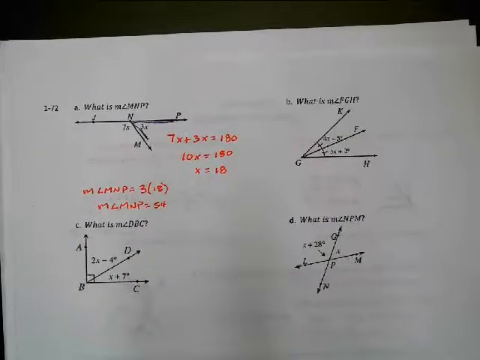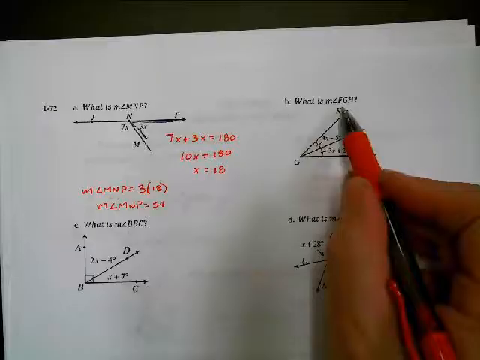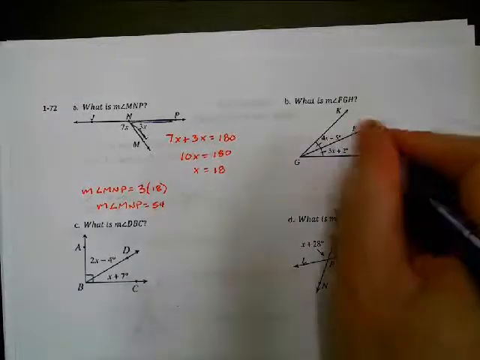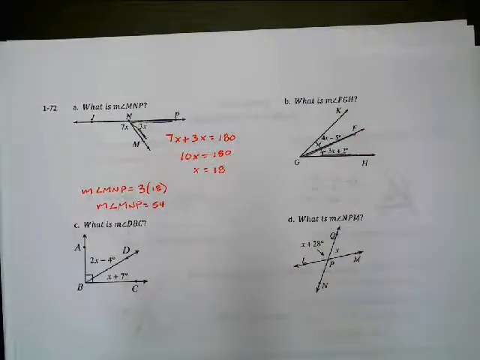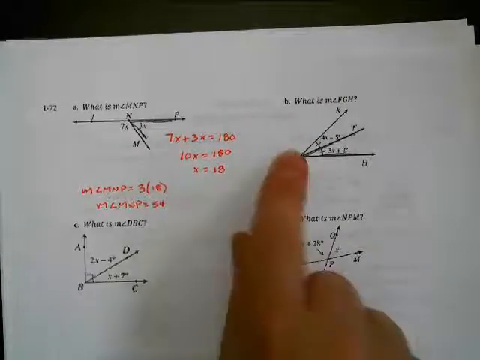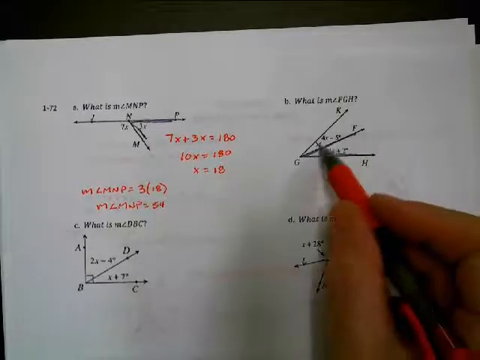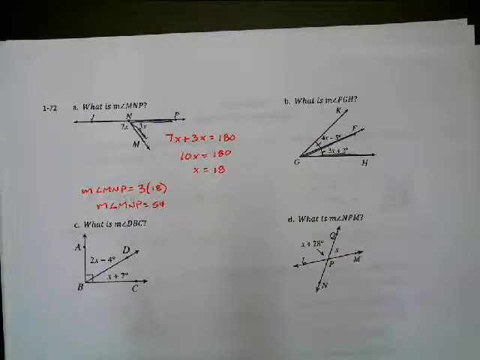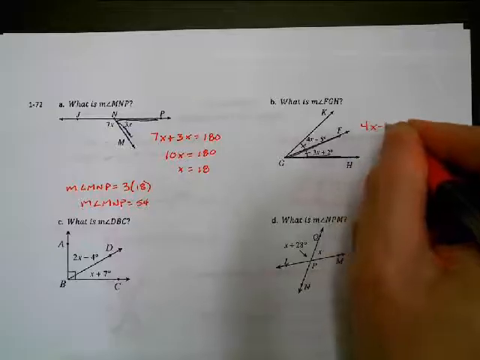All right, next one. What is the measurement of angle FGH? FGH. So we're talking about this bottom angle here. So again, I'm going to have to solve for x first, and now we need to look for a relationship. Are they complementary? Do they add up to 90? No. Are they supplementary? Do they add up to 180? No. But I do know, since they have angle marks here, that these two angles are the same measurement. So if they're the same measurement, that means that 4x minus 5 should equal 3x plus 2.